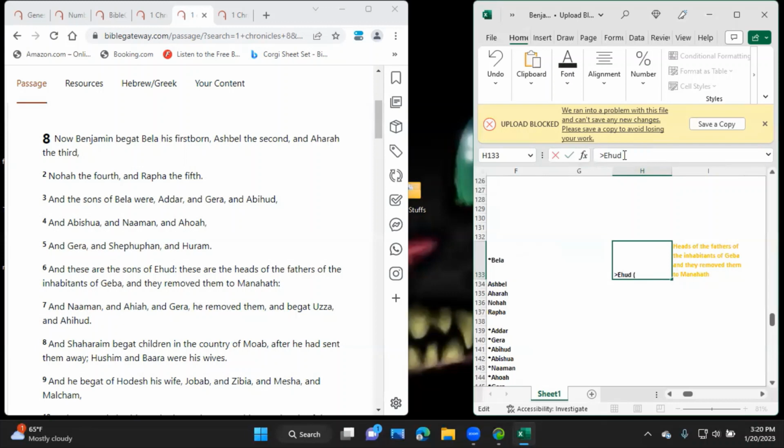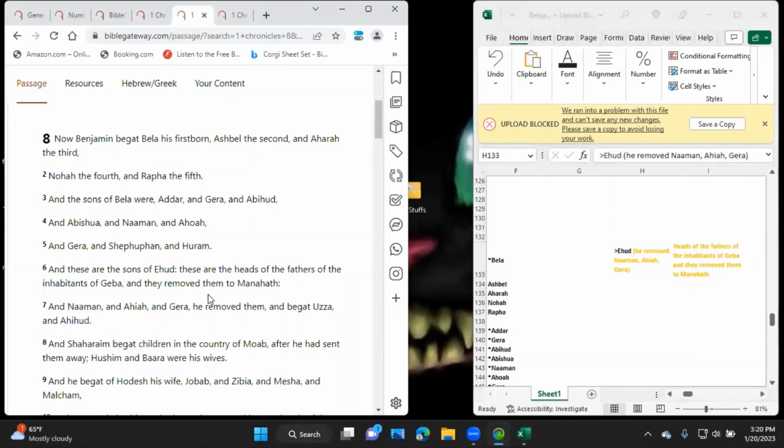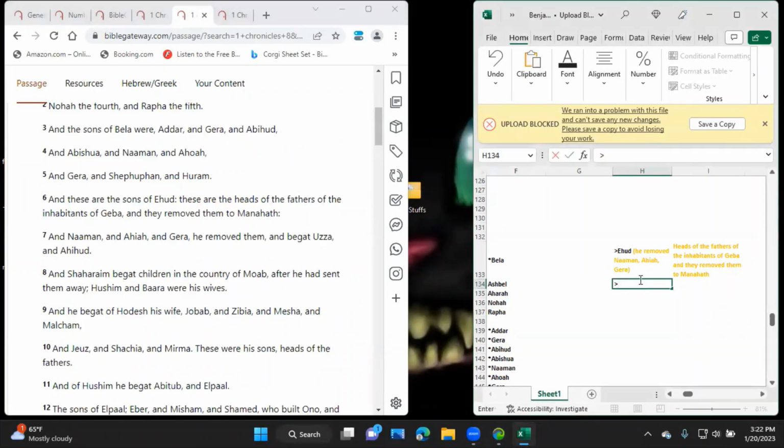My understanding of this text is he removed Ehud, Naaman from verse 7, Ahiah, and Gera, but that they aren't actually his kids. So verse 7 is a little bit confusing, and the wording is going to get confusing in a little bit also. But reading verse 7, I think Naaman, Ahiah, and Gera were removed by Ehud, and that Ehud actually begat, per verse 7, Uzzah and Ahihud. Verse 8, and Shaharaim begat children in the country of Moab after he had sent them away.